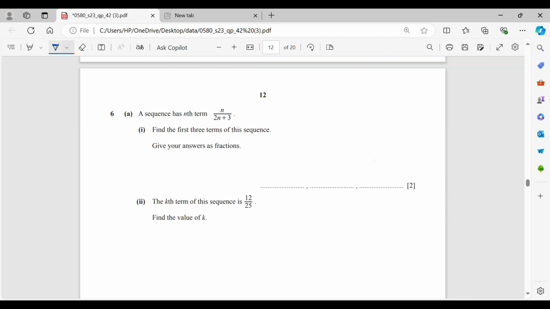Next question number 6, A part. A sequence has nth term n over 2n plus 3. Find the first three terms of this sequence. Give your answer as a fraction.